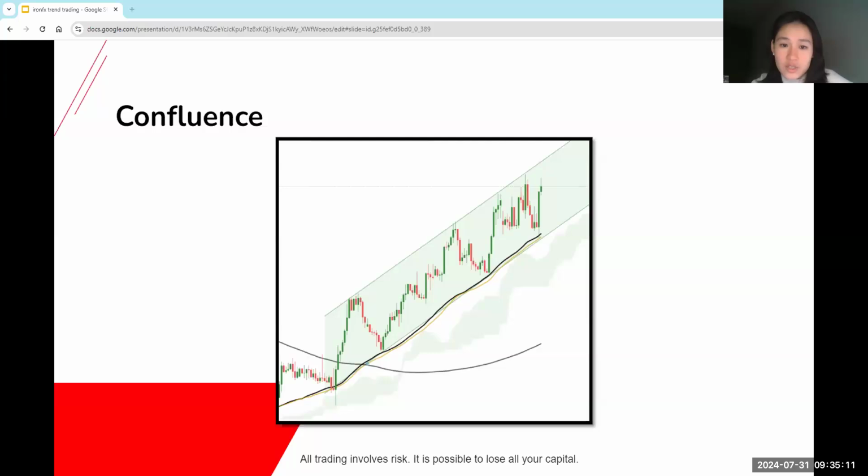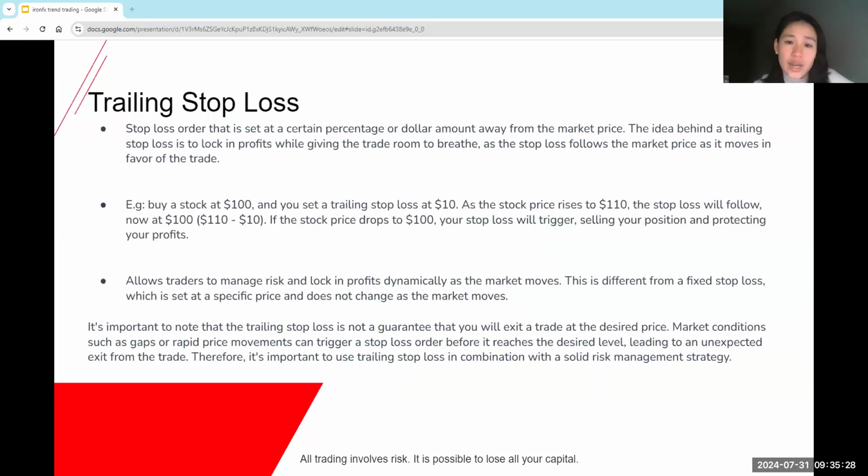Okay, any questions so far? Okay, if not, let's then look at trailing stop loss.